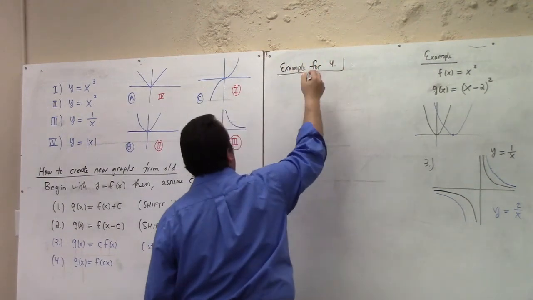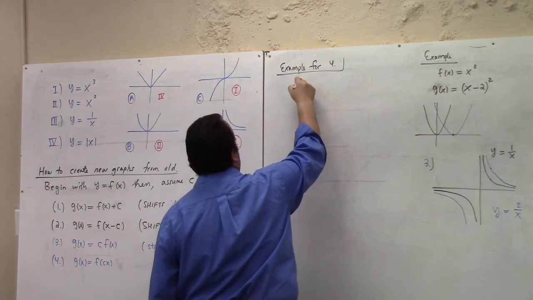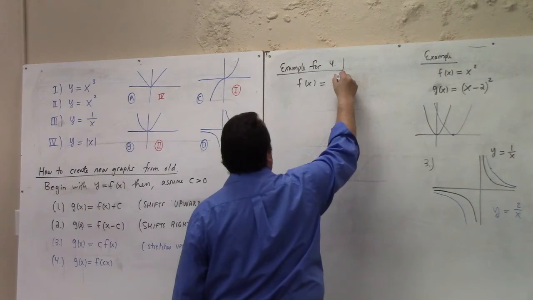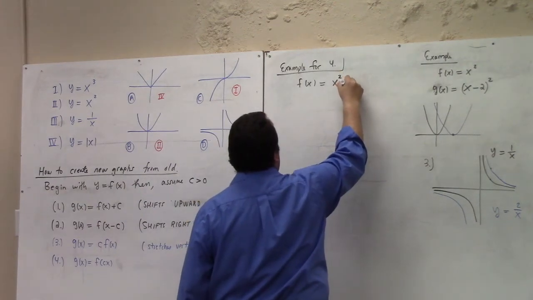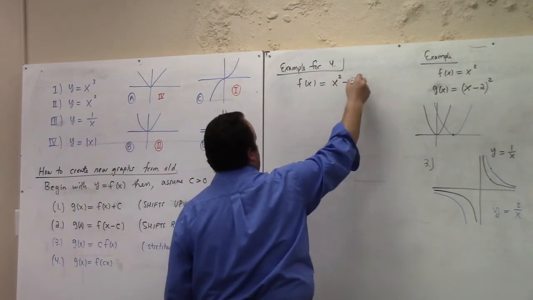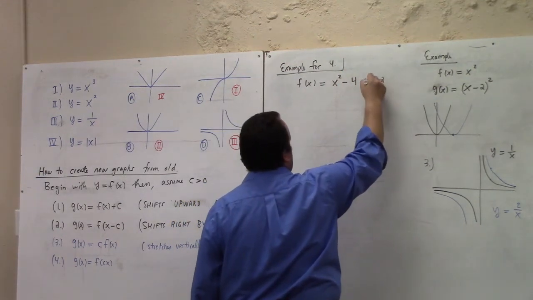Let's try something relatively interesting. Like f of x equals, let's see here, how about x squared minus 4, right? That's x minus 2 times x plus 2, right?